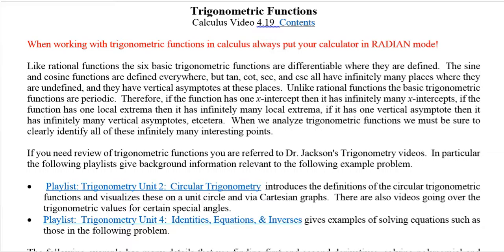And then I also refer you to my Unit 4 playlist for trigonometry, in which I talk about identities, equations, and inverses. And it's going to give some examples of solving equations, and it's going to build this up a little bit more slowly than I'm going to be able to do in this video. And in both of these cases, there are a number of videos within these units, and you can look at those videos to develop these concepts a little more carefully and slowly.